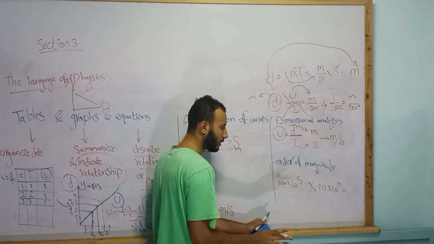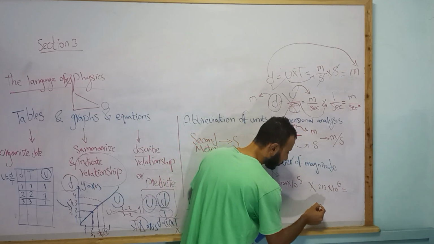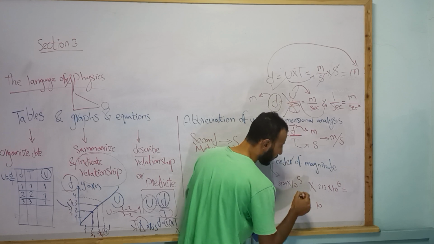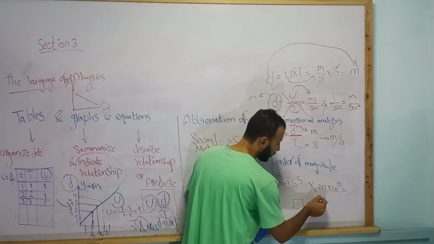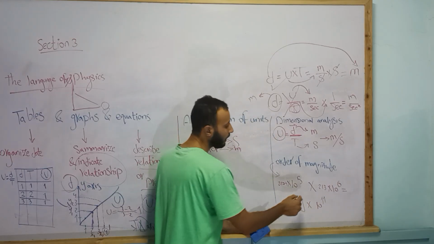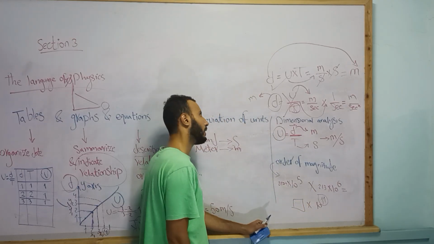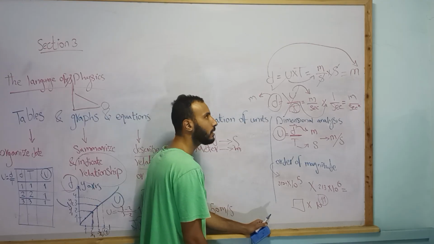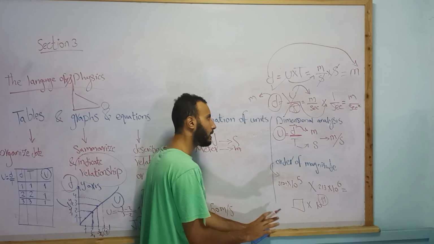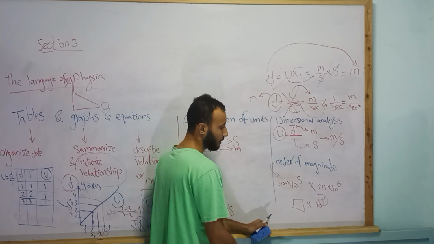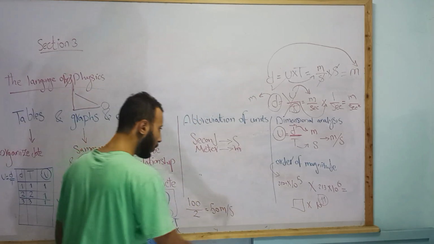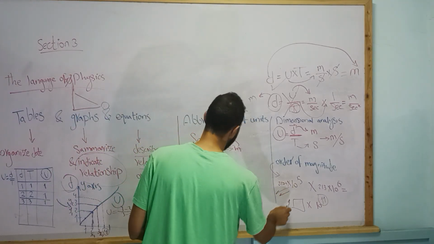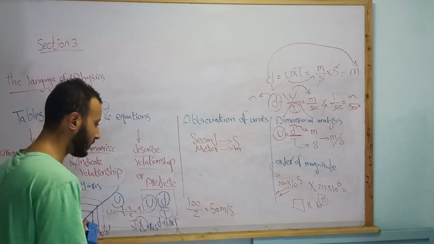Before you know the answer, you have to know that the answer should be something here times 10 to the power what? 5 or 6. 5 plus 6 equals 11. So the order of magnitude of the answer should be 11. And if it wasn't 11, you may doubt this answer, or you may say that this answer may not be correct. This is the method of using the order of magnitude to know whether your answer is right or wrong. Okay, that was section 3.